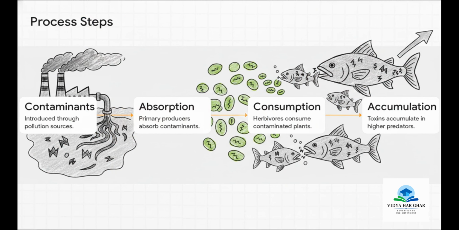Let's walk through this journey step by step. Step 1, contaminants like heavy metals enter the ecosystem through something like industrial runoff.